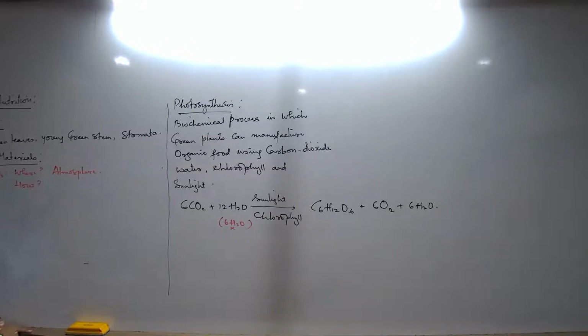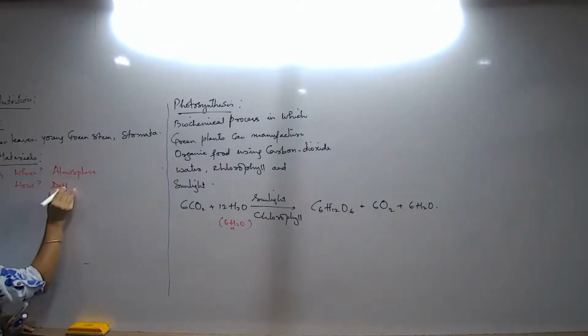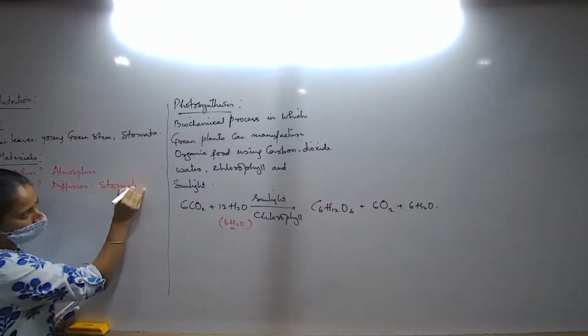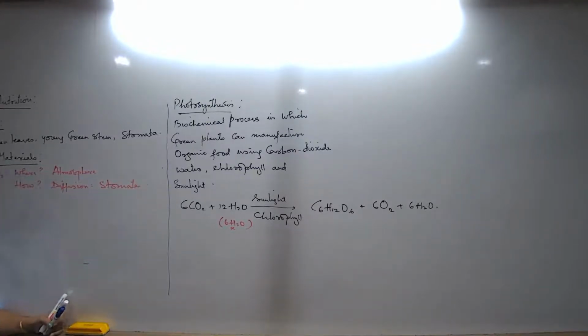Next is how. What is the process by which the plant will get the carbon dioxide? Through stomata, by the way of diffusion. By the way of diffusion, and the special structures involved are the stomata. So these are the key terms you have to remember. Plants take in carbon dioxide from the atmosphere by the way of diffusion through special structures known as stomata. The mechanism of stomata we'll learn later.